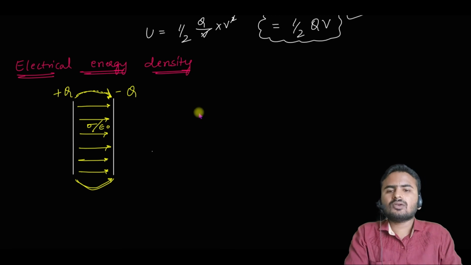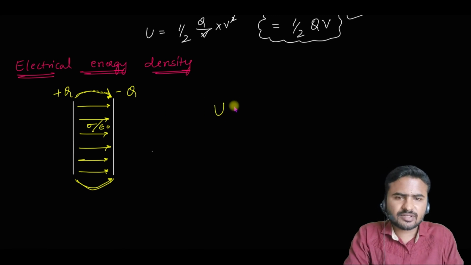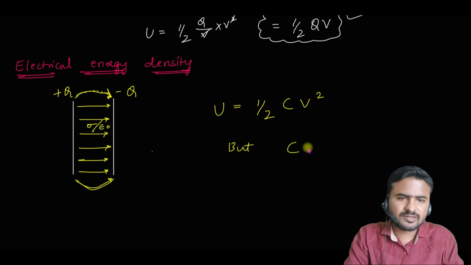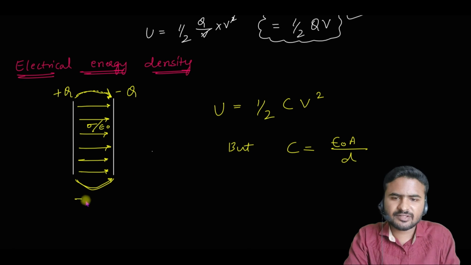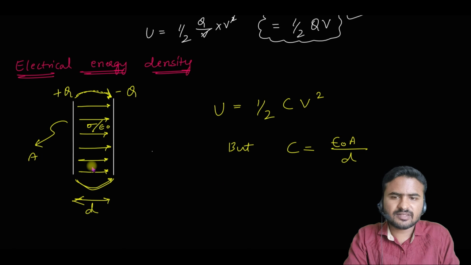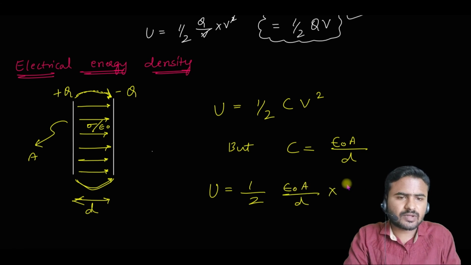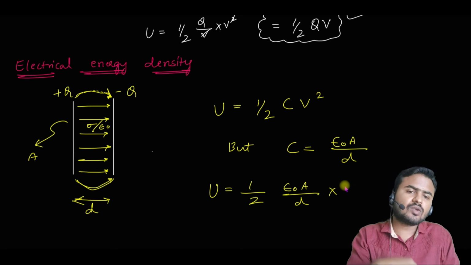Now how much is the energy stored in the capacitor? I know that it is half C V square, where V is the potential difference across the plates and C is the capacitance. But what is C? C is nothing but epsilon naught A divided by D, where A is the area of the plate and D is the distance between the plates. Now if you substitute it back, you get U equals half epsilon naught A divided by D into V square.